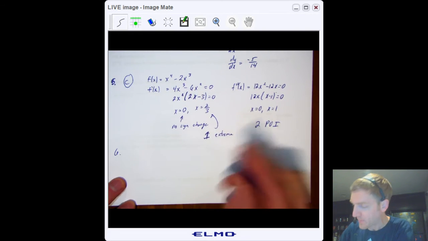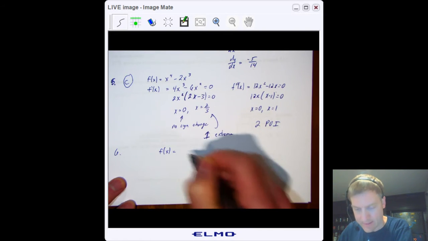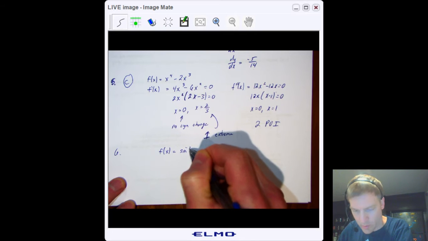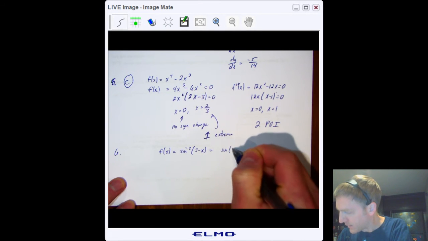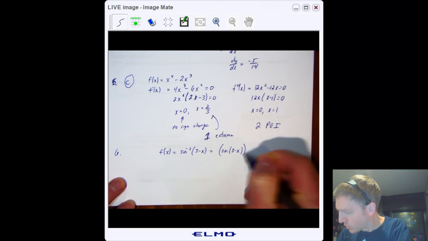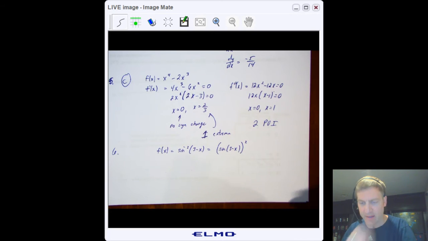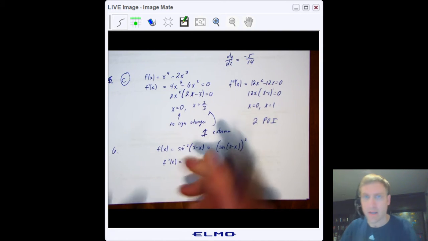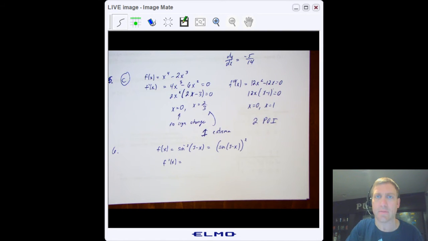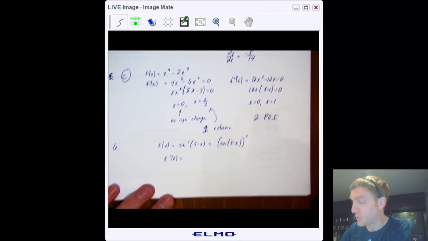Number 6, it gives you a function. F of x is sine squared of 3 minus x, which you may want to write as sine of 3 minus x, quantity squared. And once you find the first derivative, plug in 0. Okay, so take the first derivative. Now, I noticed that a lot of you put A instead of B. Okay, if that's the case, you forgot the chain rule.